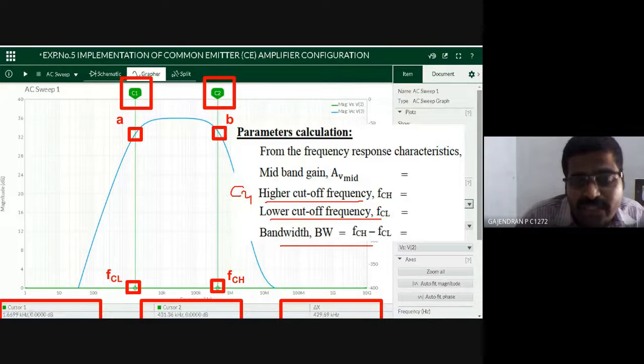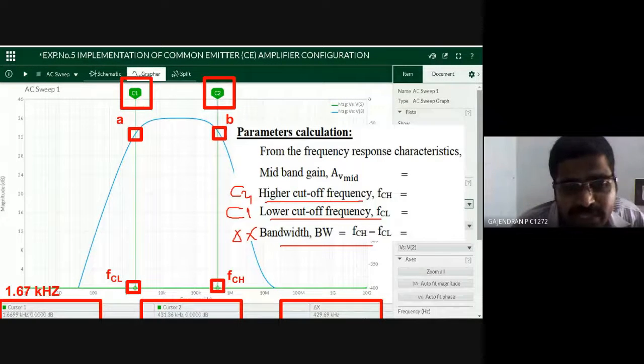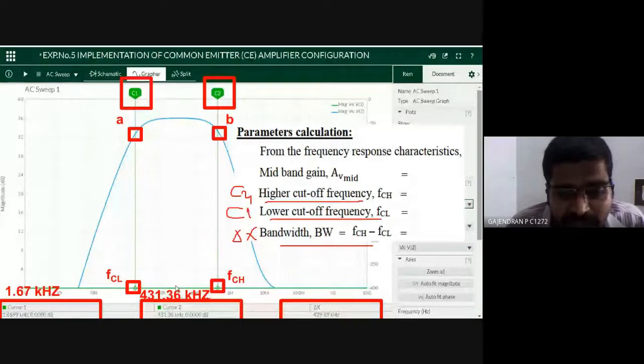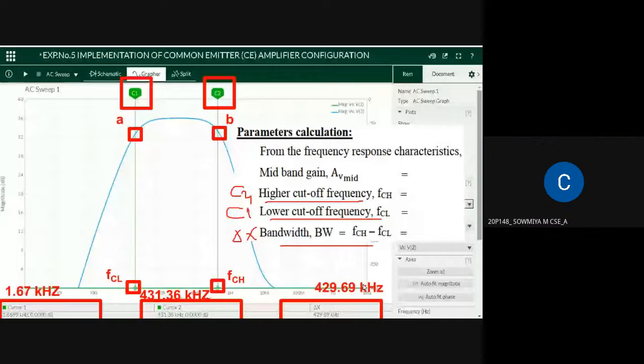Lower cutoff frequency is C1. Bandwidth is del X. பாருங்க இப்ப க்ளோஸா வாட்ச் பண்ணுங்க. This is C1 reading 1.67 kilohertz. Where I need to place, sir? This is higher cutoff frequency 431.36 kilohertz. Where I need to write this frequency? This is what? 429.69 kilohertz. What is this? Bandwidth.